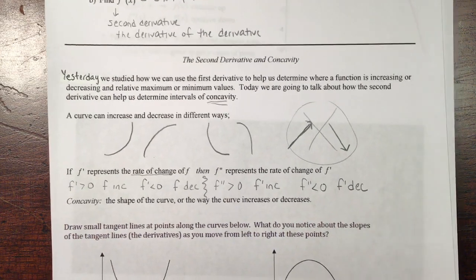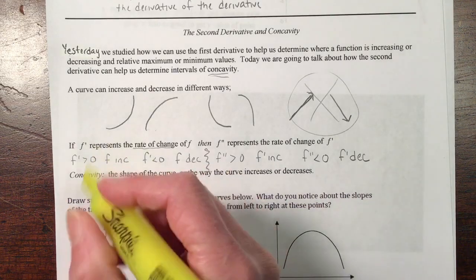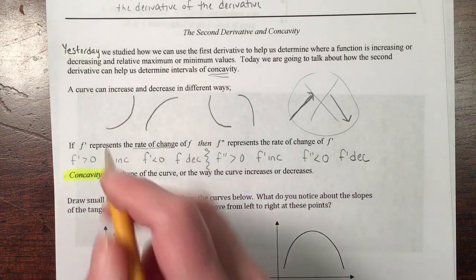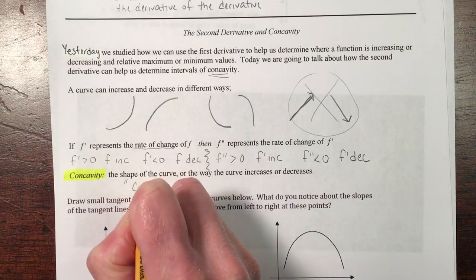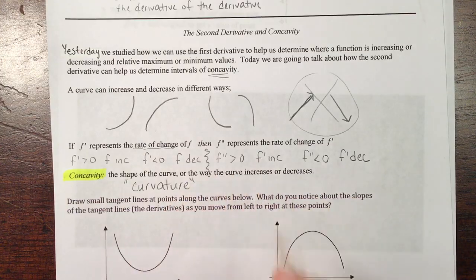All right, so we said the second derivative is going to help us with this concept called concavity. And all concavity is, is the shape of the curve, or what I like to call the curvature. Or the way the curve increases or decreases.